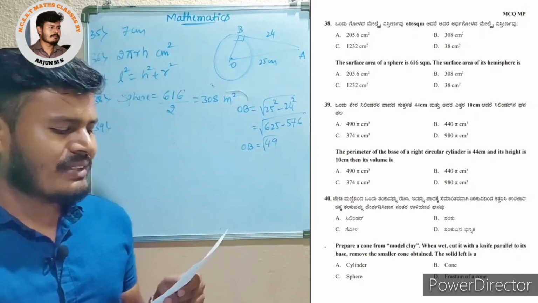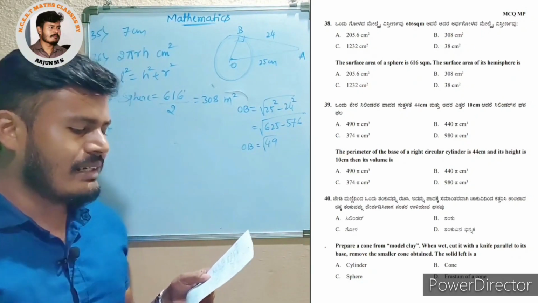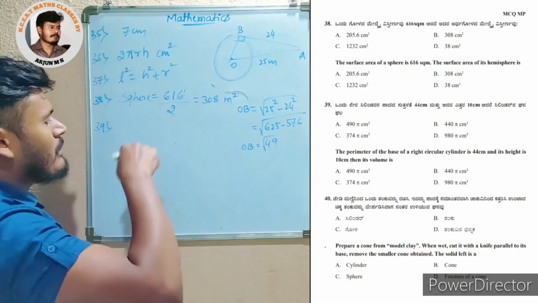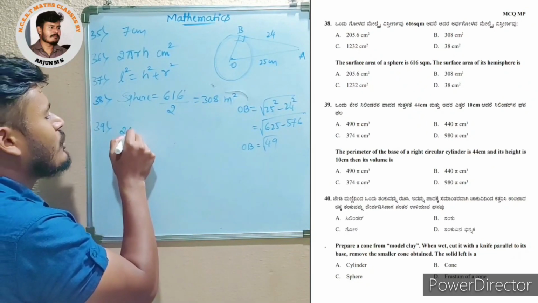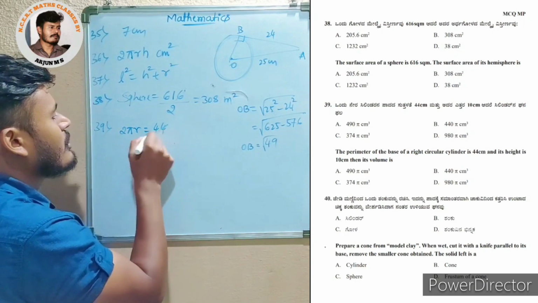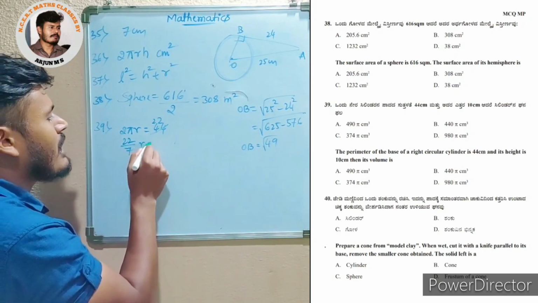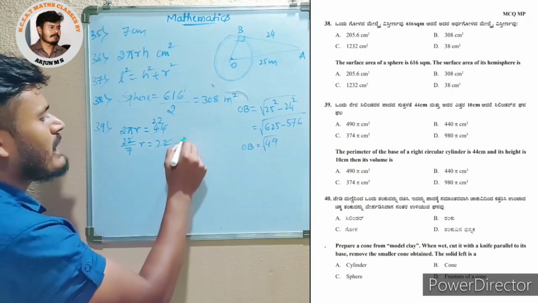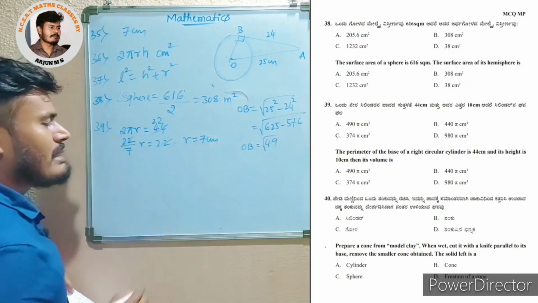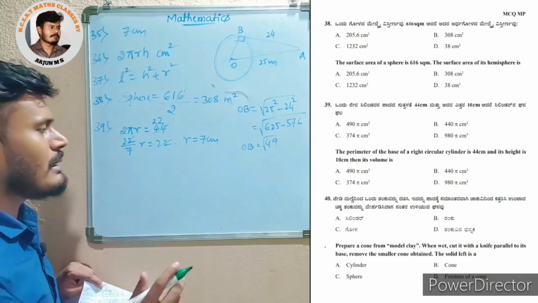The perimeter of the base of a right circular cylinder is 44. The circular base is like a circle, that's why 2 pi r is equal to 44. So pi is equal to 22 by 7, into r is equal to 22. The 22 gets cancelled out, then r is equal to 7 centimeter. The radius of that base is 7 centimeter.